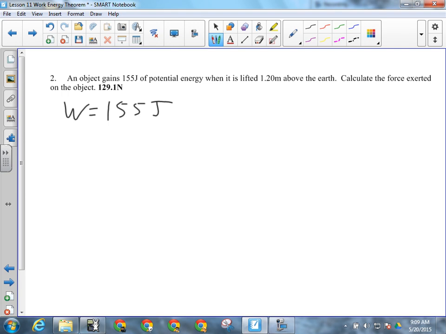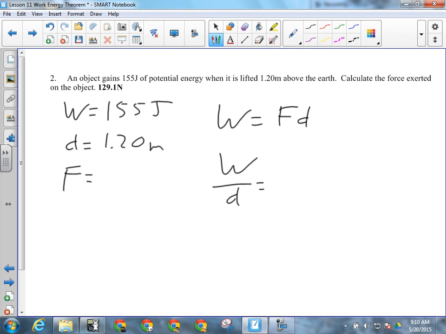So what variable is that, the 1.2 meters? Distance, yeah. All right, well, if I know work, distance, and I'm asked to calculate force, that's a pretty easy calculation. Work equals force times distance. So work over distance equals force. 155 over 1.2 should give us our 129.1 newtons worth of force.